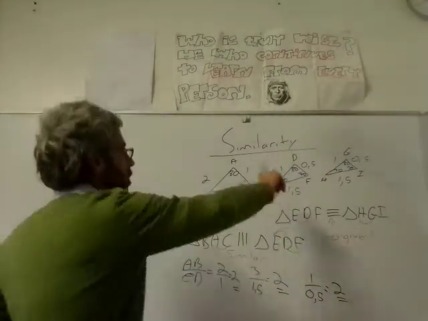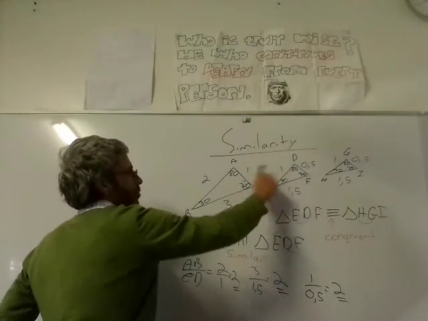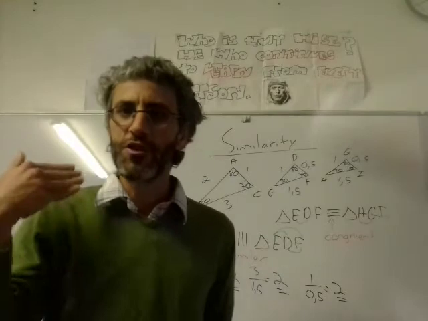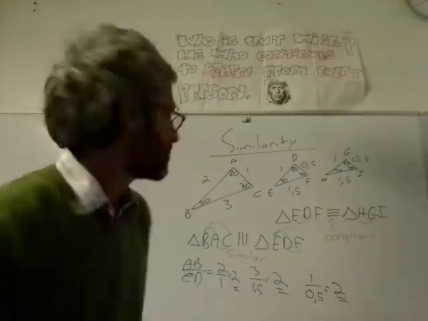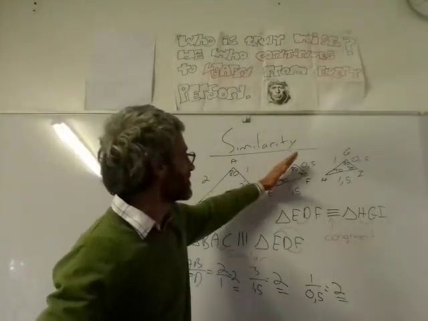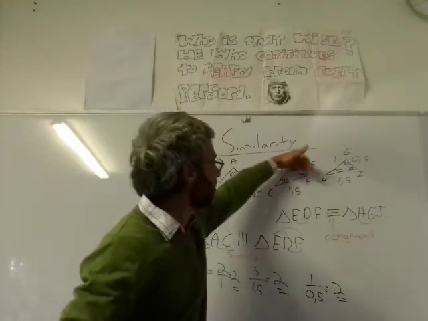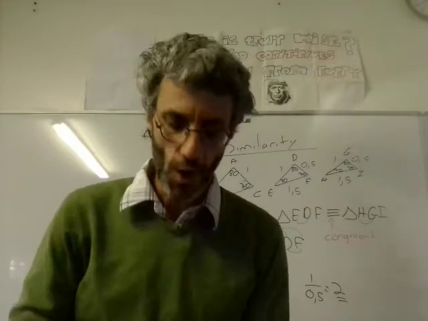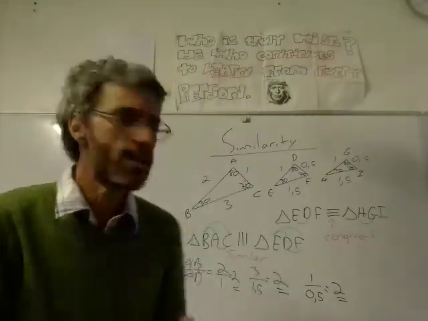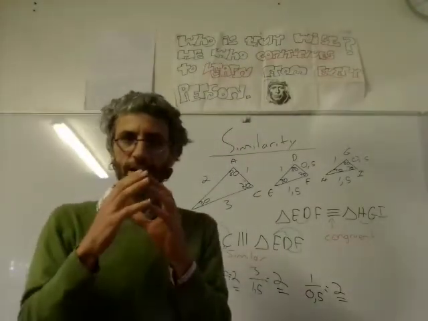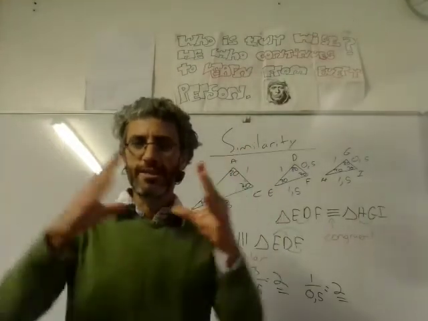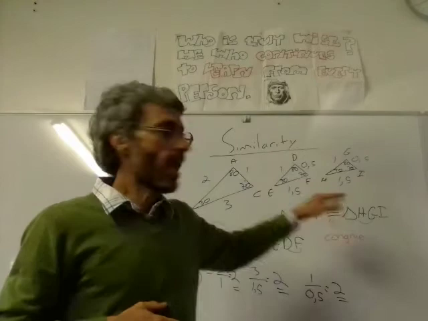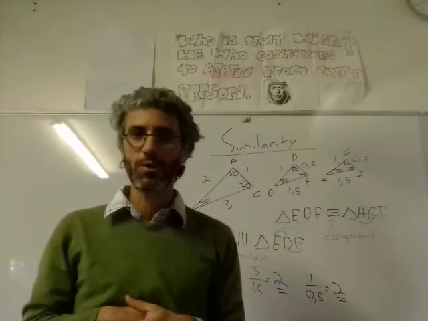You're noticing something here. The sides are not equal. 1 and 2, 0.5 and 1, 1.5 and 3. They're not equal, but they have the same ratio. If we divide this side by that side, or this side by that side, you get the same number. So as I started saying, similar triangles are two triangles where one is like a magnification of the other. The angles are the same, and the ratio of the sides are also the same.